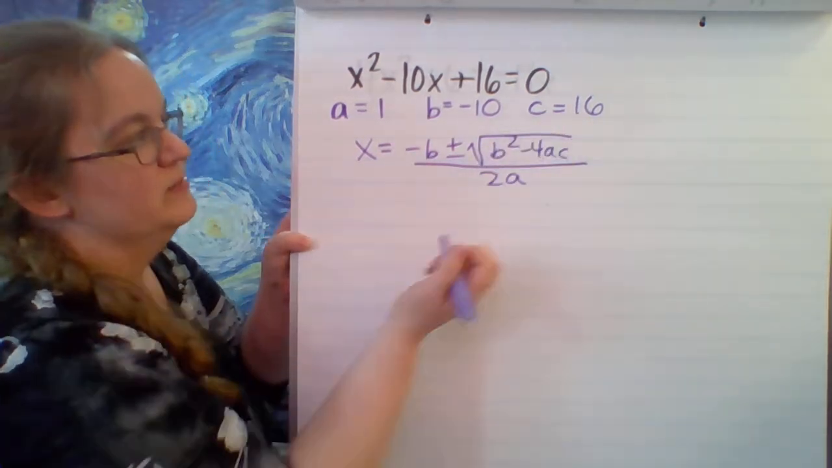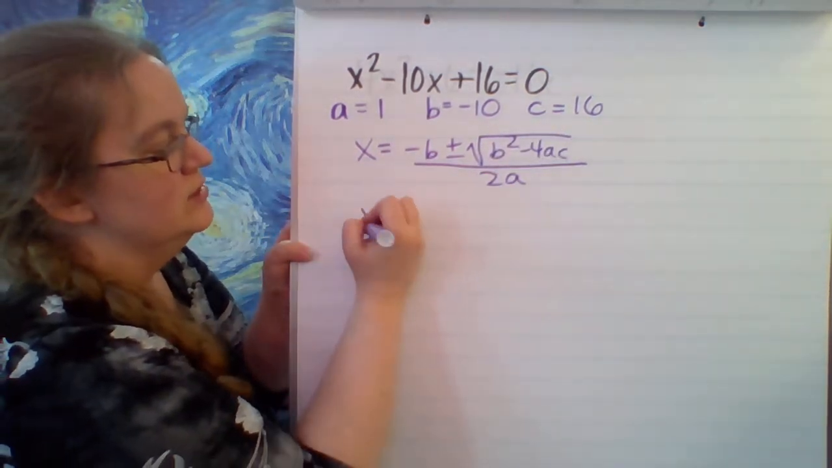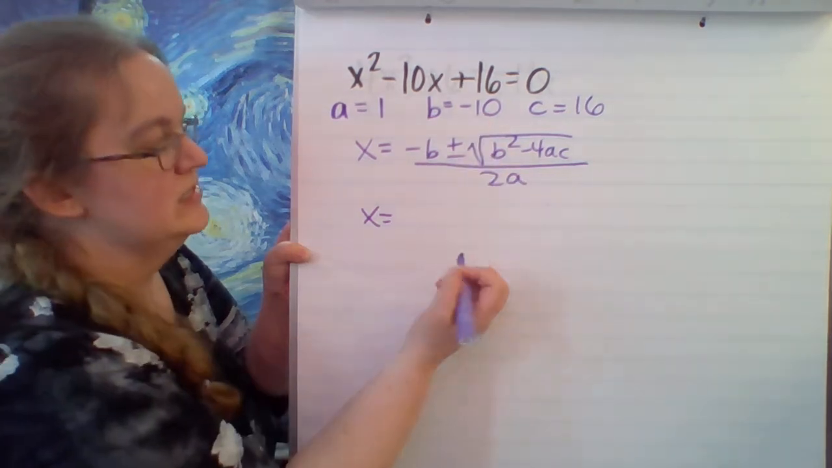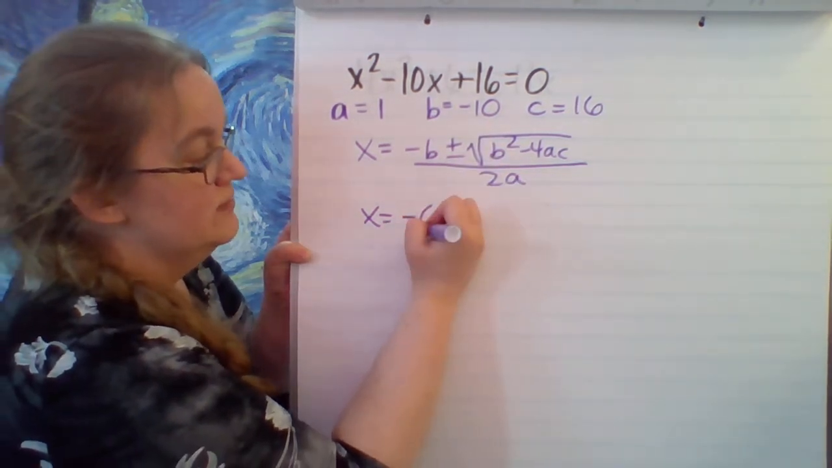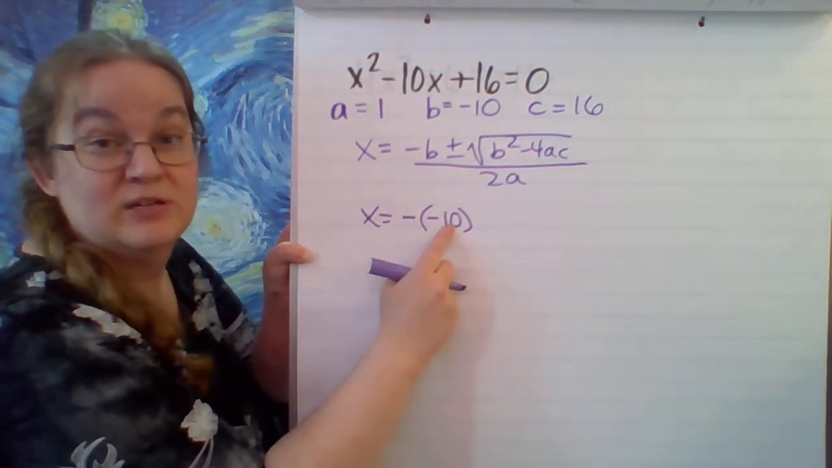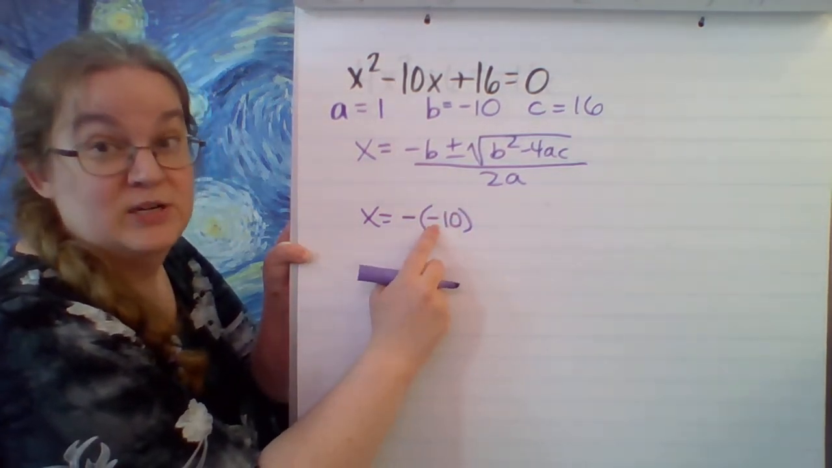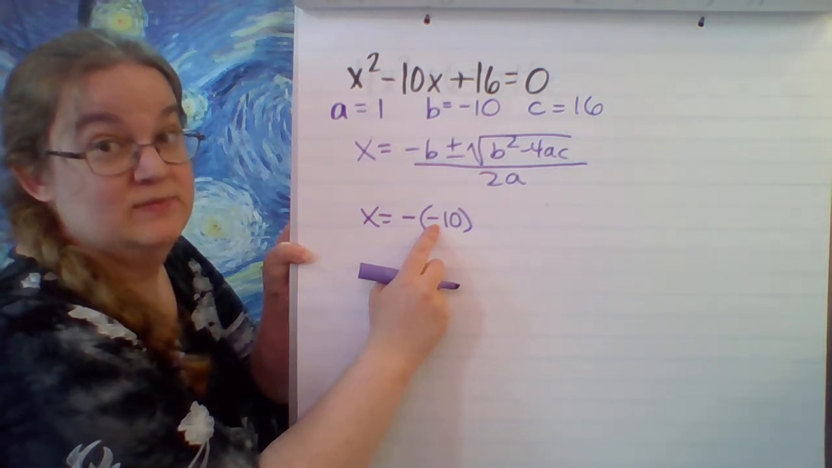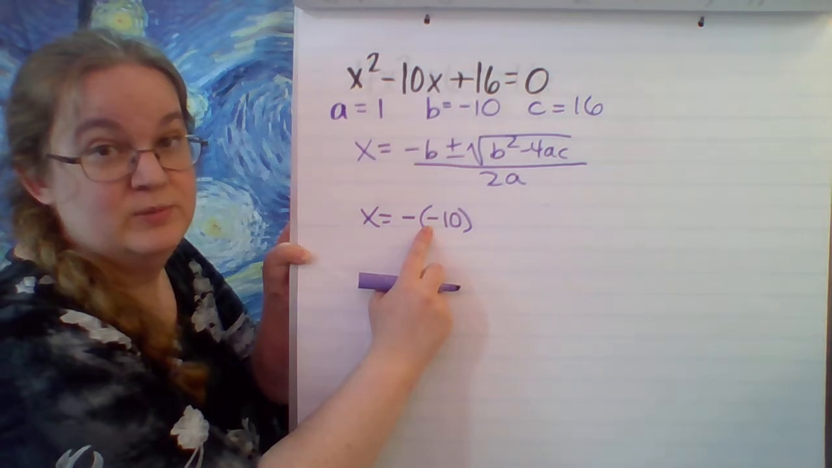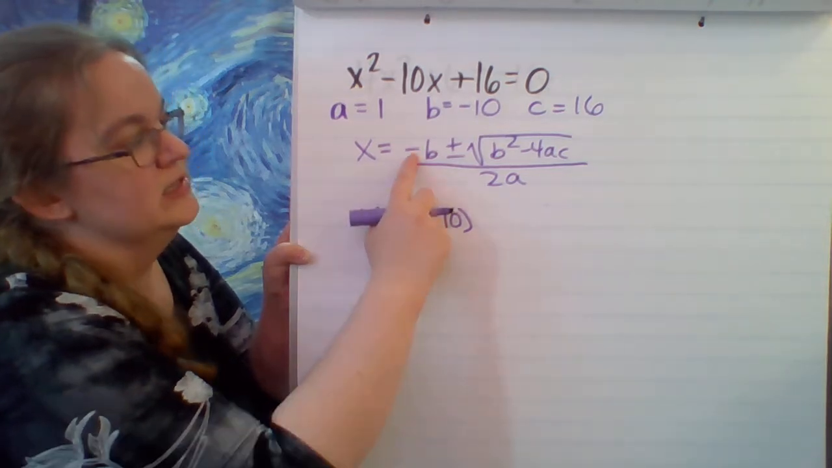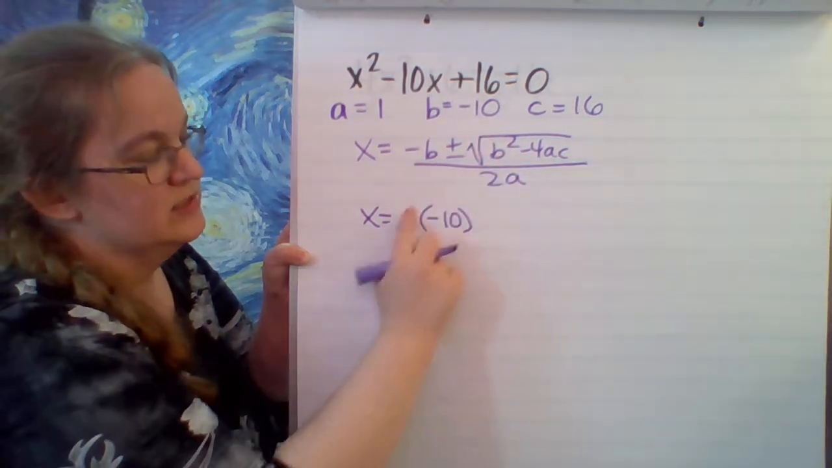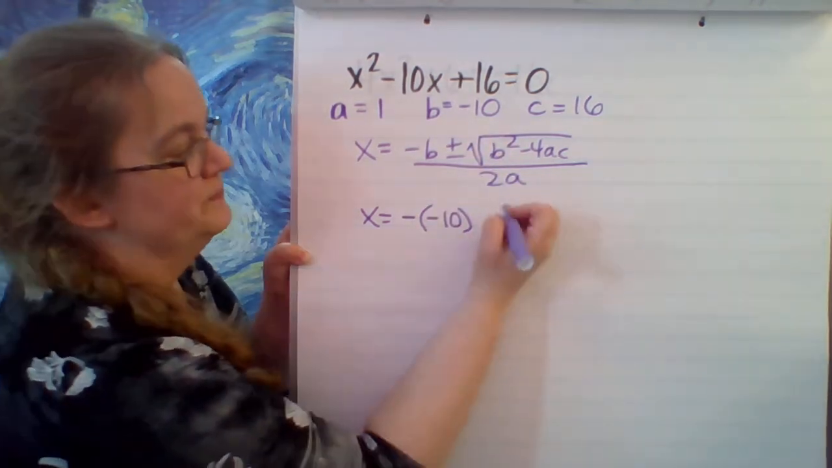And now I know my numbers, so I'm going to substitute those in. You really want to be careful when you're substituting a negative number in because it's really easy to mess up. It's negative whatever b is. So in other words, we're saying the opposite of b. So minus minus becomes a plus. So this is actually going to be a positive 10 once we simplify it. This is one of the most common mistakes that happen when people are using the quadratic formula. This is the opposite of what b is. If b is negative 10, this is going to turn into positive 10.